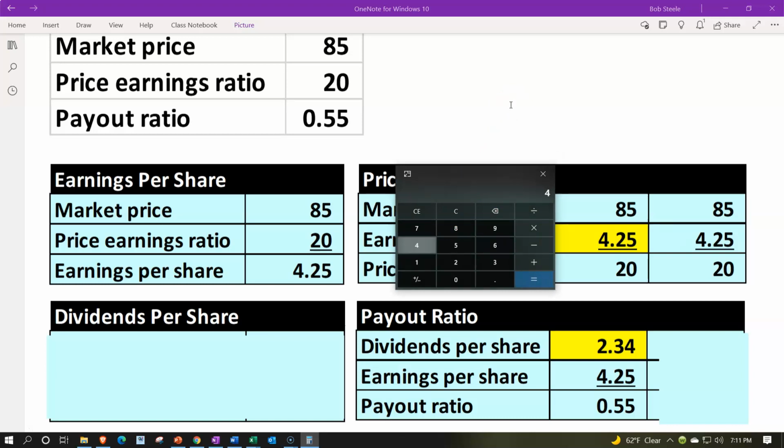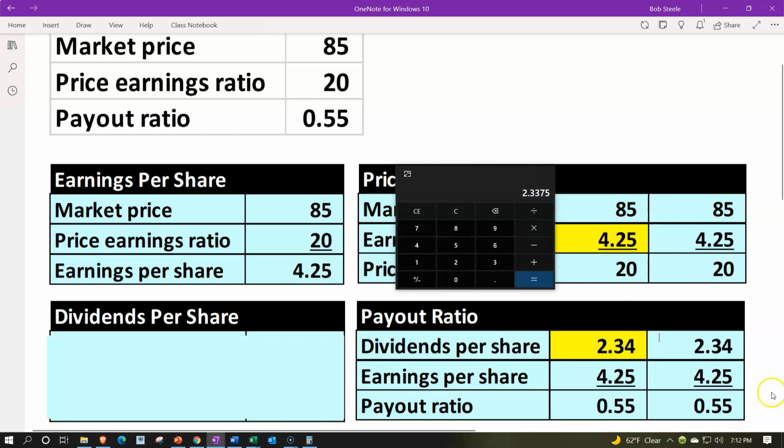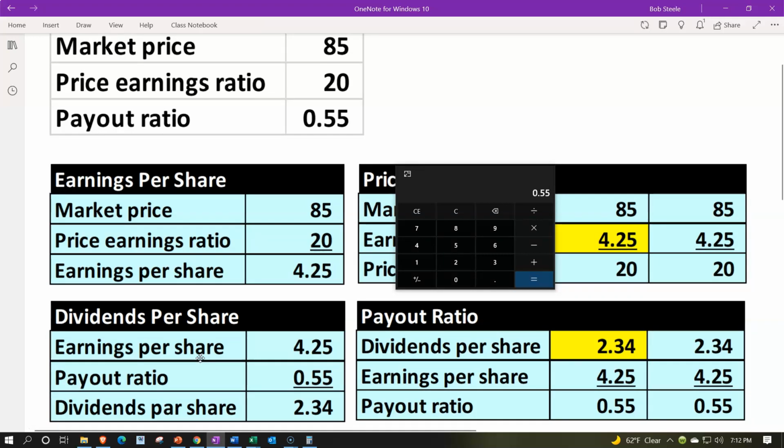So if that's the case, I could say 4.25 times the 0.55 should get us back up to the 2.34 about, rounded to 2 digits, and then we can double check it. 2.34 divided by the 4.25 gives us back to our 0.55 payout ratio. Now, if you saw this in a book problem or an answer key, they'd give the dividends per share as if you'd have to learn to memorize the formula in this format, which again, you might want to do, but you also might just want to understand the relationship between these two.